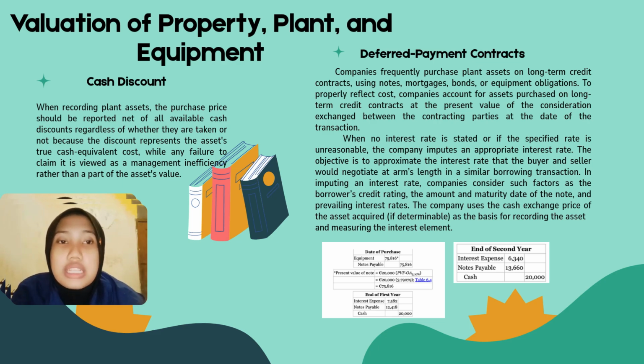The first one is cash discount. So when recording a plant asset, the purchase price should be reported net of all available cash discounts.